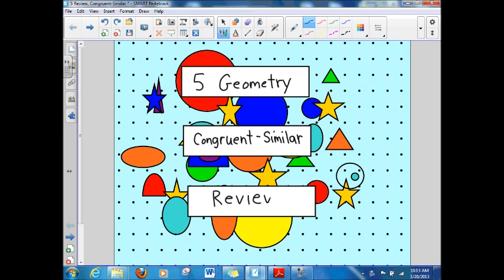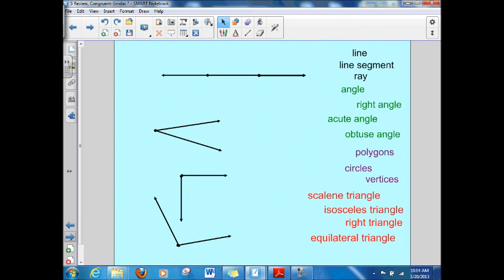We've talked about many different things in geometry, and so today's lesson is going to be quite simple about congruent and similar figures, and we'll also talk about the things that we have learned so far. We're starting with lines. You recall a line is a series of points that go on in both directions. Here we have a line. A line, a series of points that goes in both directions.